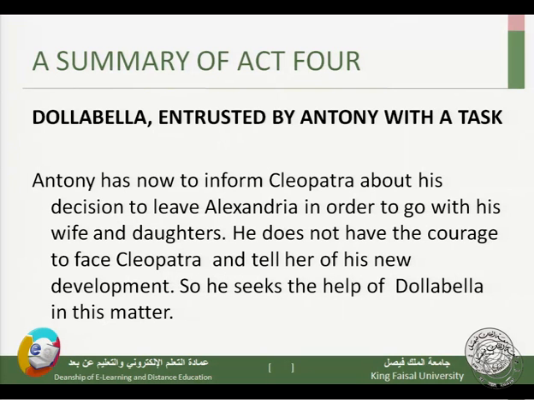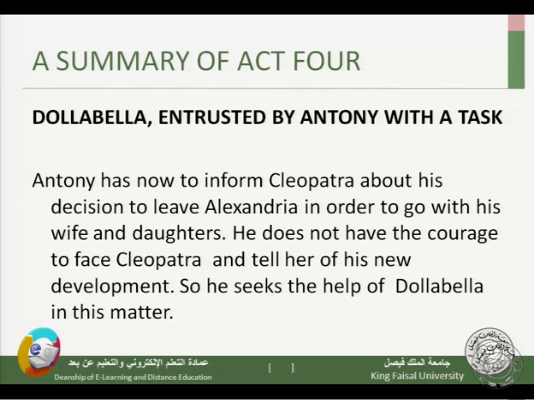As you can see on the screen, a summary of Act 4. Dolabella entrusted by Antony with a task. If you still remember, at the end of Act 3, Ventidius planned to separate Antony from Cleopatra by bringing him an intimate, a close friend to him, Dolabella, and also bringing him his wife with her two little daughters. And at the end, they could reach a reconciliation. There is a reconciliation between Octavia, the wife of Antony, and Antony. And Antony at the end decides to leave Cleopatra.